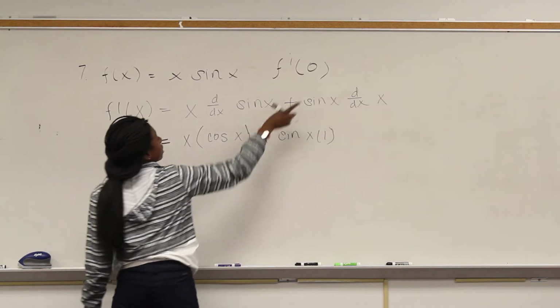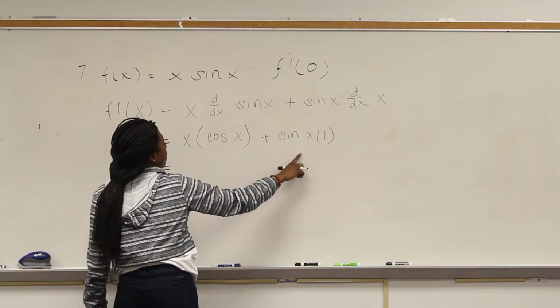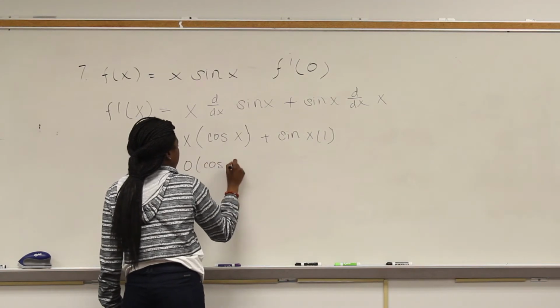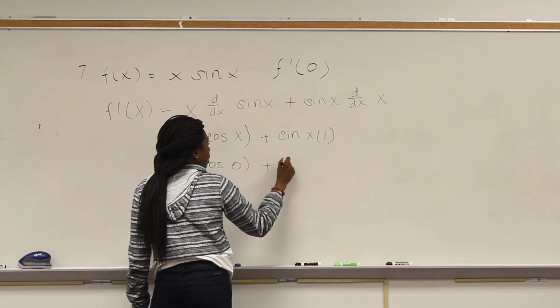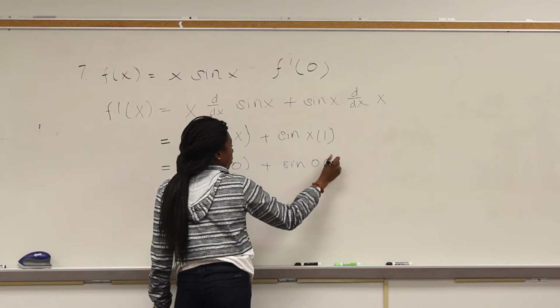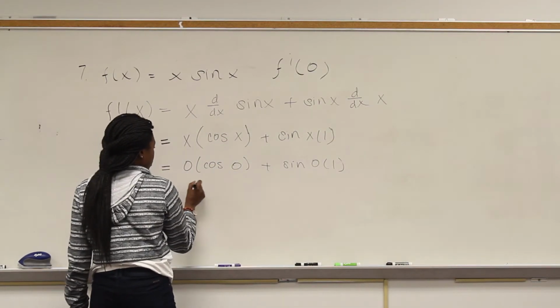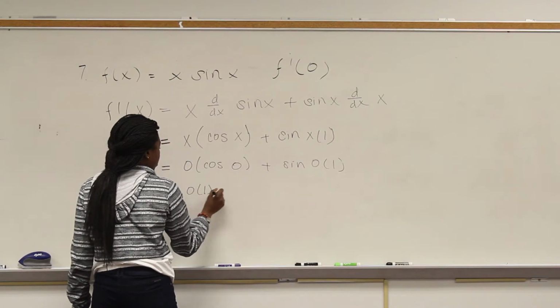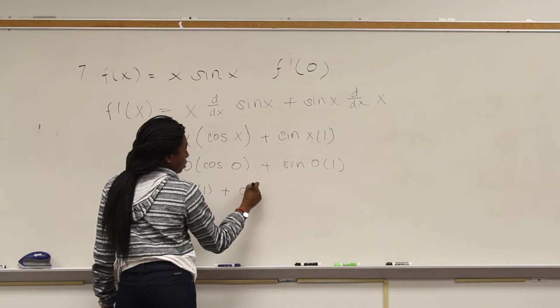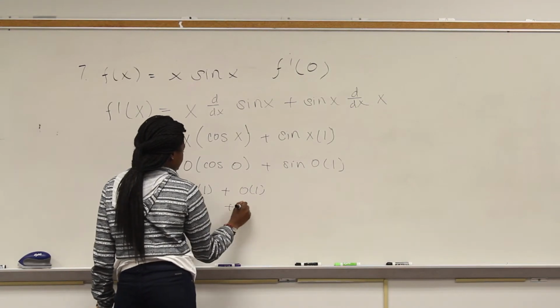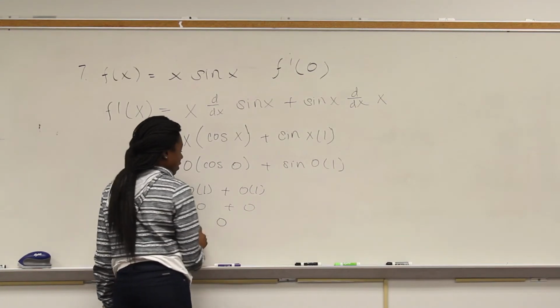Now you'll plug in 0 into this function. So it'll be 0 cosine 0 plus sine 0 times 1, which equals 0 times 1 times 1 plus 0 times 1, which equals 0 plus 0 equals 0, and that's your answer.